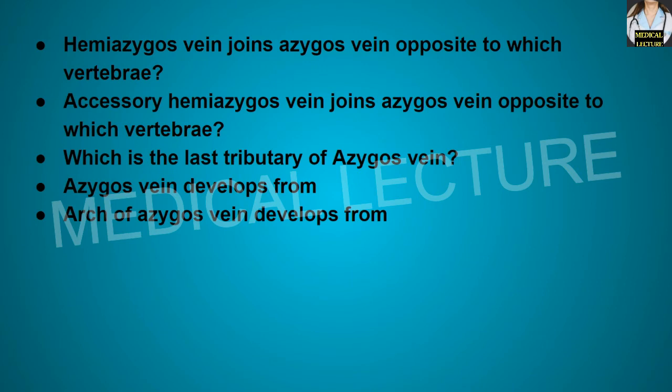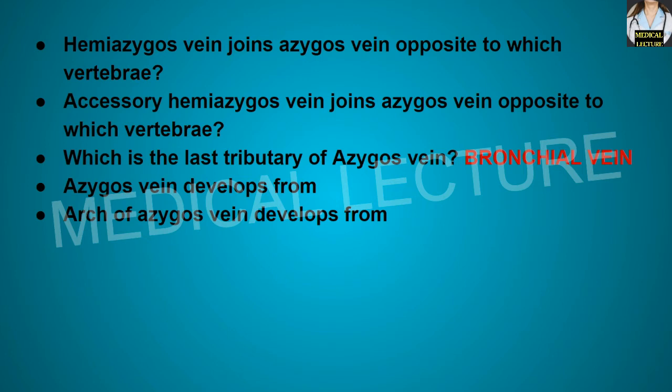Hemiazygos vein joins azygos vein opposite to which vertebra? So opposite to T8 vertebra. Accessory hemiazygos vein joins the azygos vein opposite to which vertebra? So opposite to T7 vertebra. Which is the last tributary of azygos vein? So it is the bronchial vein.